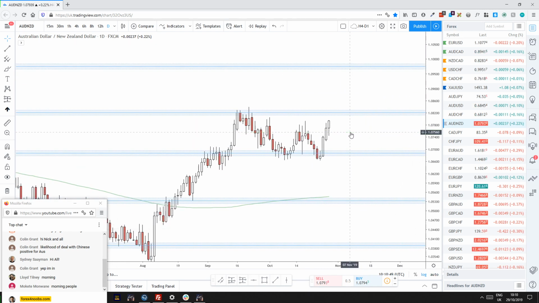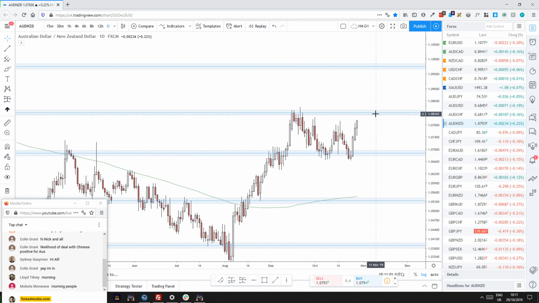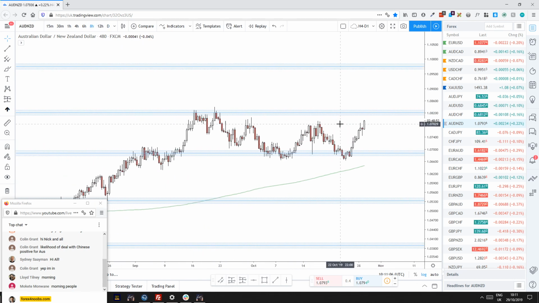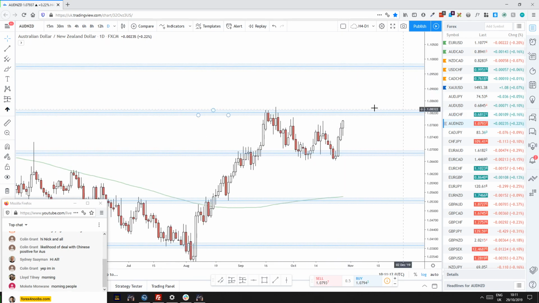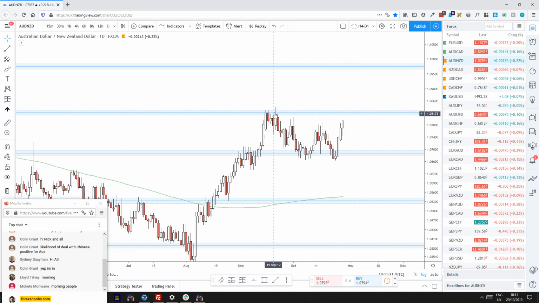Right, AUD New Zealand's interesting. It's broken above this recent kind of minor resistance here. It's pushing up to this resistance area. Actually quite curious to see what happens when it hits this resistance area. It's not there yet, and it's quite far from it, but I'm going to mark it anyway as a potential. I want to keep an eye on this week. I want to see what happens at this resistance area.